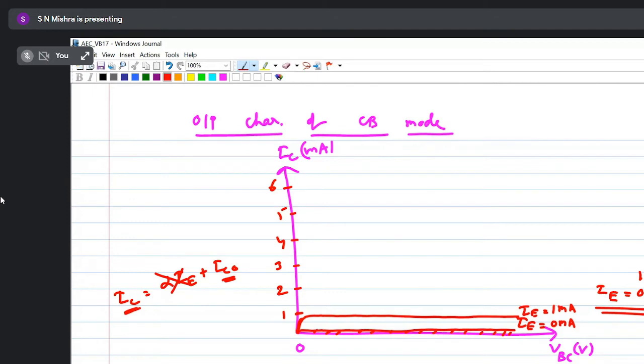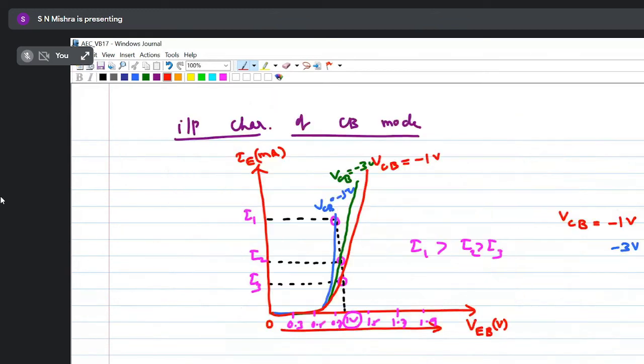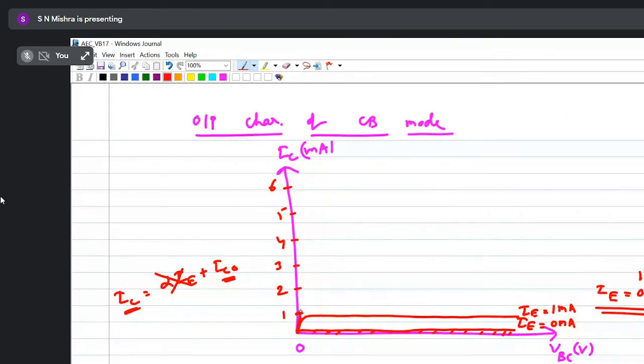Now if I take another condition where I fix IE to 2 milliampere, I'll fix some voltage here so that 2 milliampere current will flow as emitter current, and I'll increase this VCB from 0 to a higher voltage. Then I'll get a maximum of 2 milliampere, like this. So current will initially increase, then flatten like this. So IE equals 2 milliampere. Similarly, you can plot all the graphs.